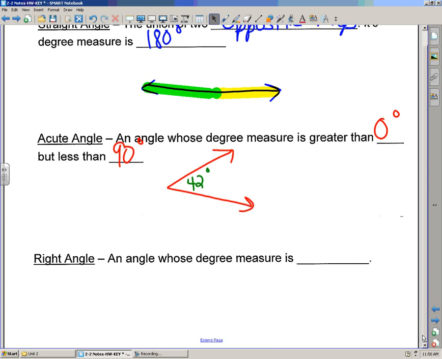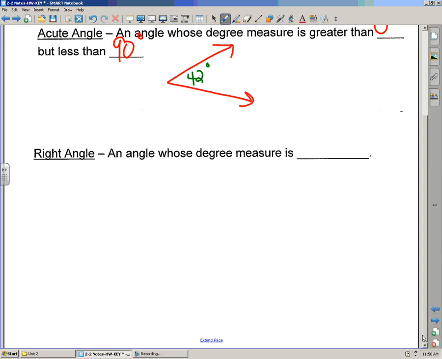Right angle, I think we are good with this also. It's going to be an angle whose degree measure is exactly 90 degrees. Again, it's an angle. It's made of two rays. You could see 90 degrees inside that measure. Most likely you won't see that. Most people will do the symbolic 90 degree, which is that little box in there.